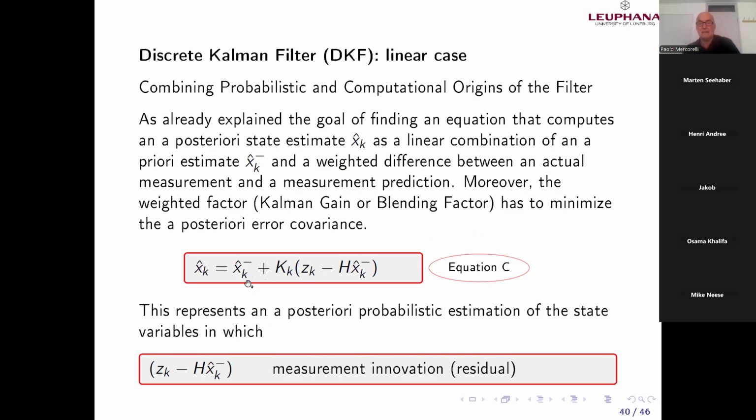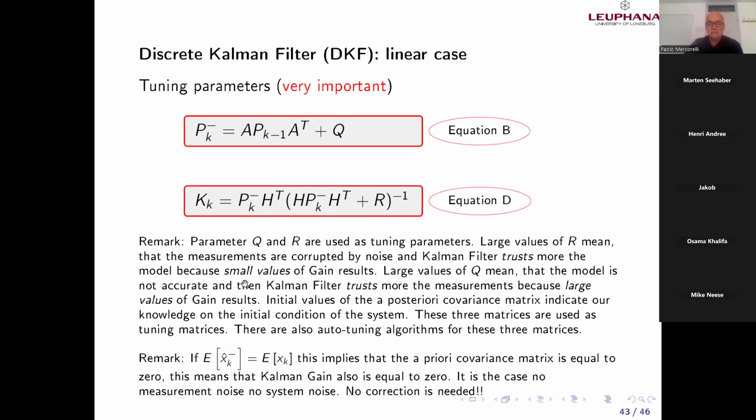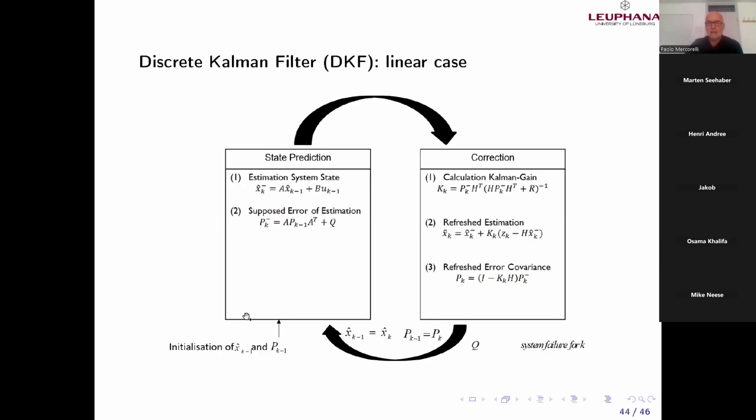The model is always present, because x_k hat minus represents the deterministic part of the model. In case Q is zero, then we go ahead the next time, and P0 is zero. What is P0? P0 is the initial value of the a posteriori error covariance, or let me say the variance of the error which I have at the beginning.